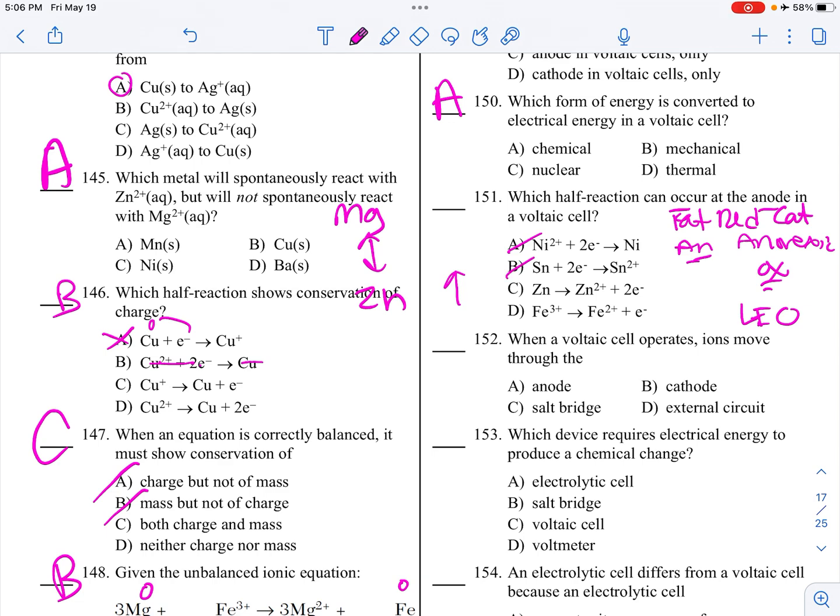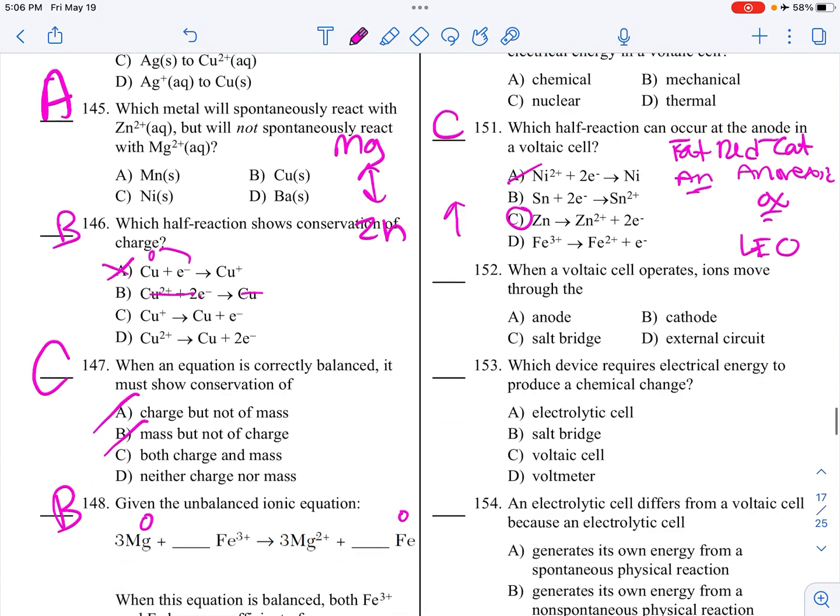Part C, we are losing electrons, and part D, that's what we want. Oops. So part C is what we want. We're losing electrons, our charge is going up, so that would be at the anode.